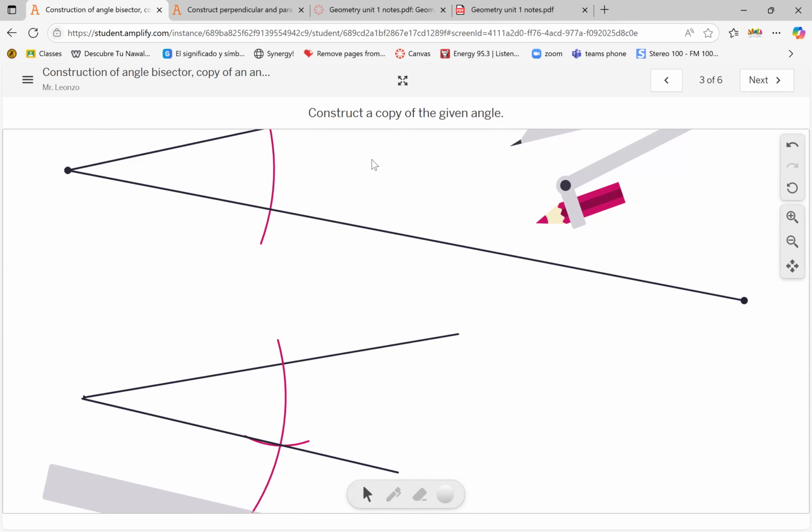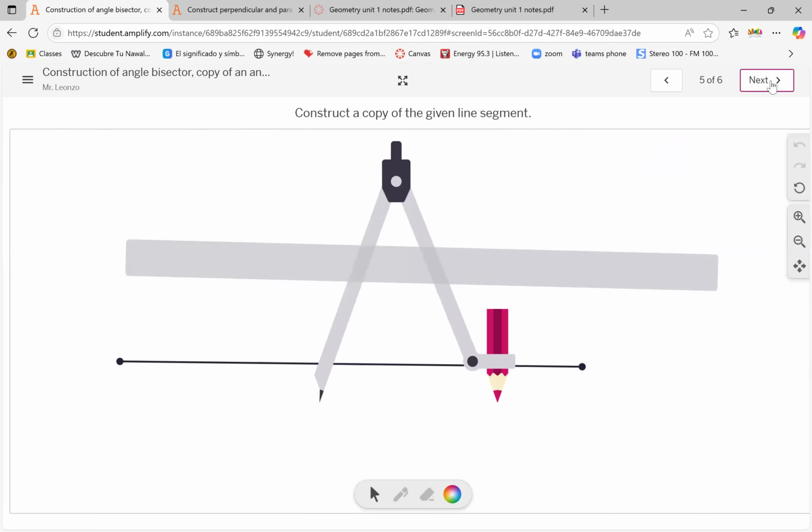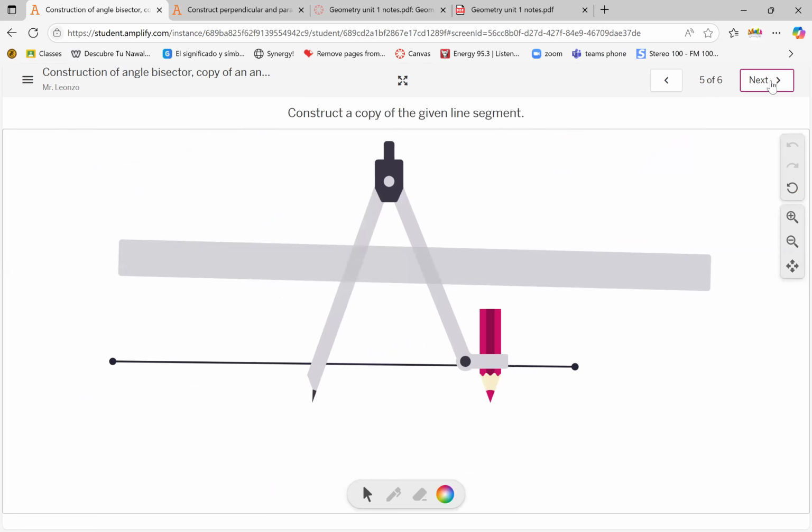So question number 3, I just did it. You guys follow along. Question number 4 says construct a copy of the given angle. It gives you a different angle. Do you guys know how to do the steps? Okay, let's take a look at the last construction of the day. Remember, we're going to do two of these.